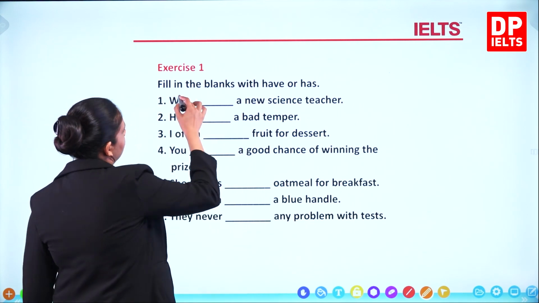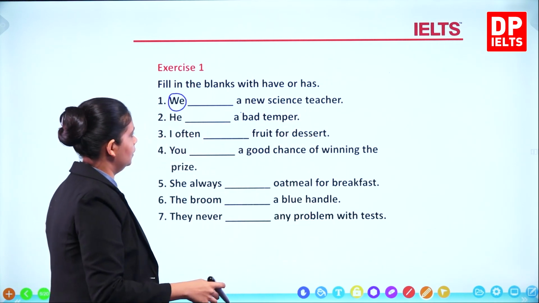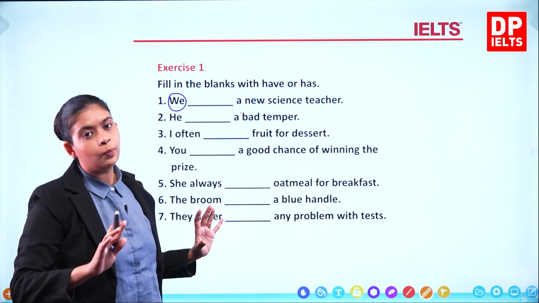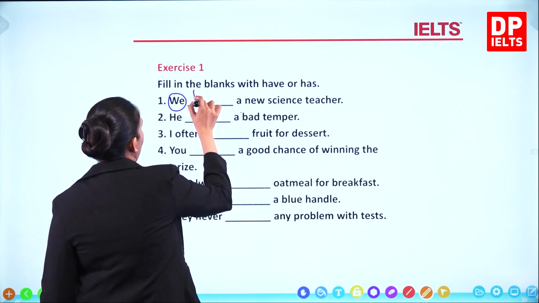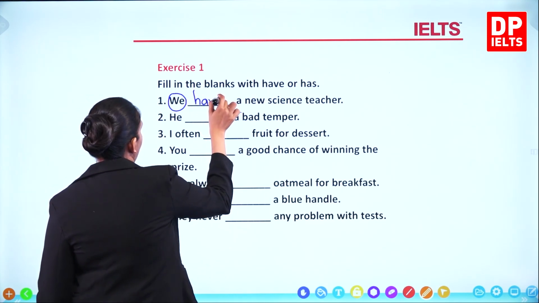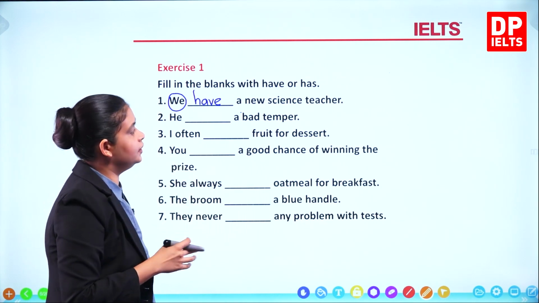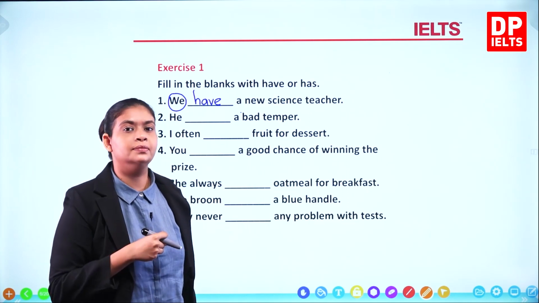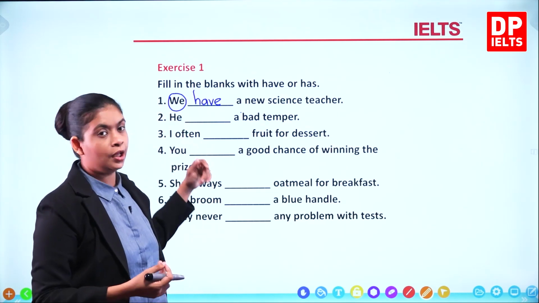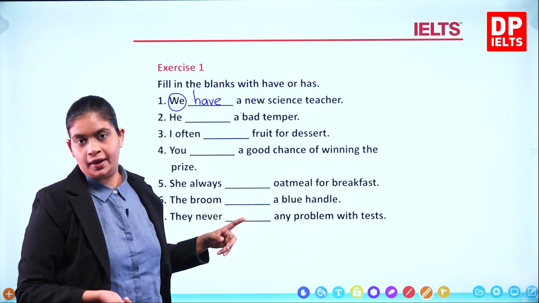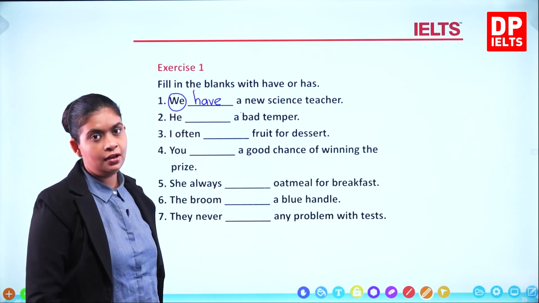We, blank, a new science teacher. We means a plural pronoun. So therefore, you have to say we have. අපිට අලුත් විද්‍යා ගුරුවරයෙක් ඉන්නවා. ඉන්නවා කියලා කියන්න නම් we කියන්නේ plural බහුවචන සර්වනාමයක්. එතකොට අපි use කරන්න ඕනේ have කියන වචනය.